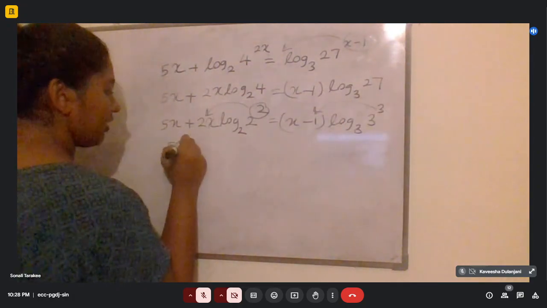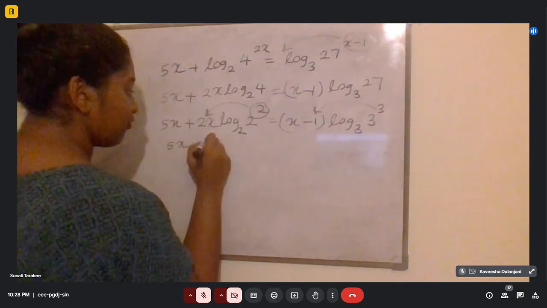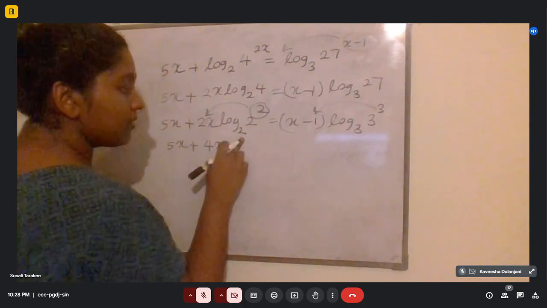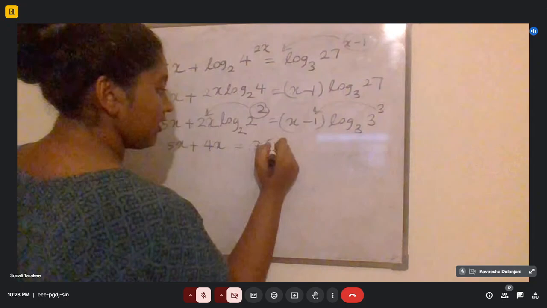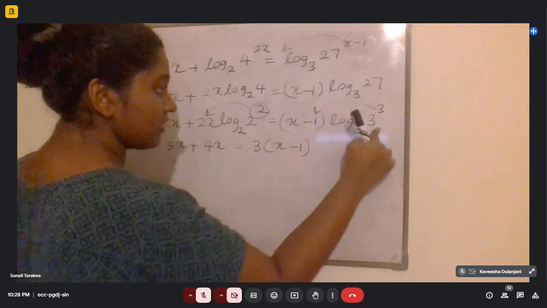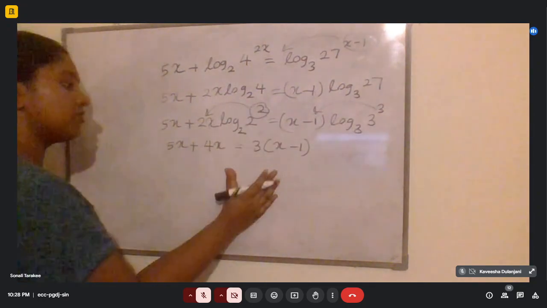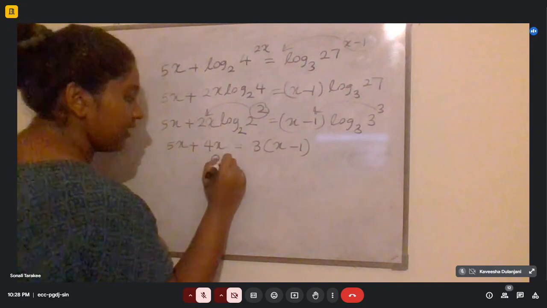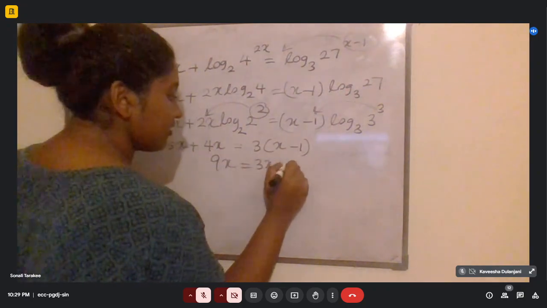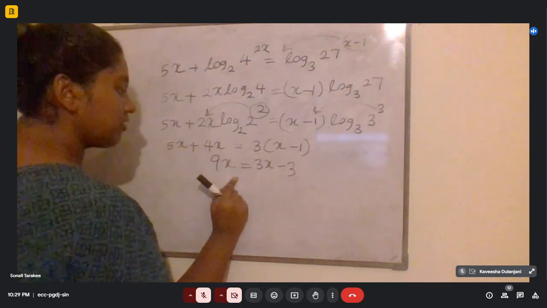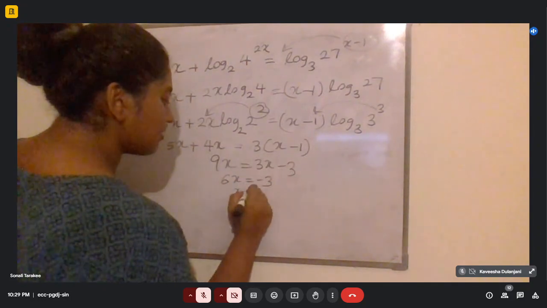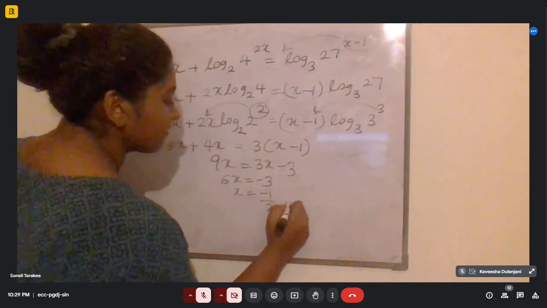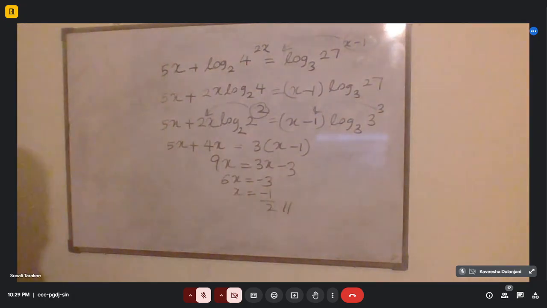Then you can write 5x plus 2 to the power 2, 4x. Log 2 to the base 2 means 1. Here, 3 into x minus 1. Log 3 to the base 3 is 1. Now you have to simplify this one. You get 9x equals 3x minus 3. So you take this 3 to this side, you get 6x equals minus 3, x equals minus half. That's the answer.